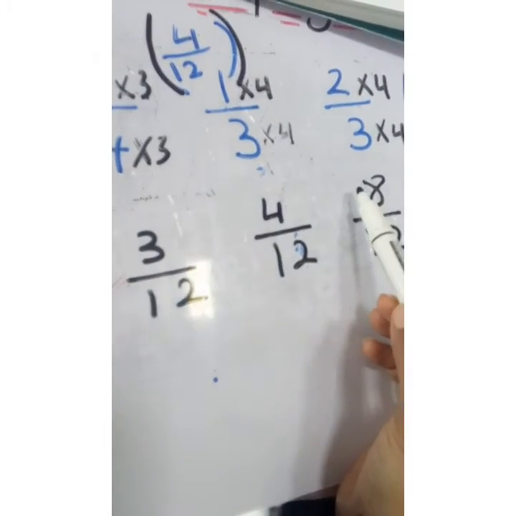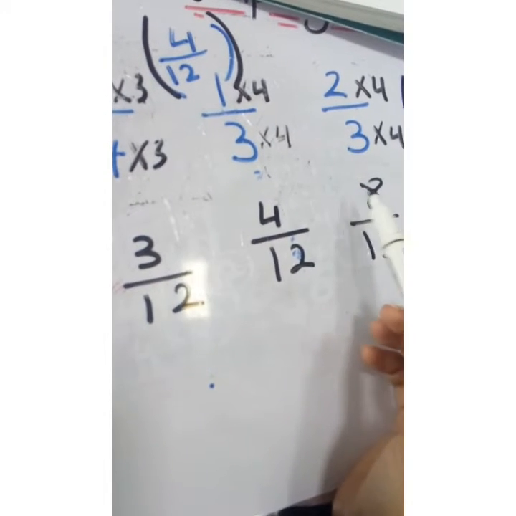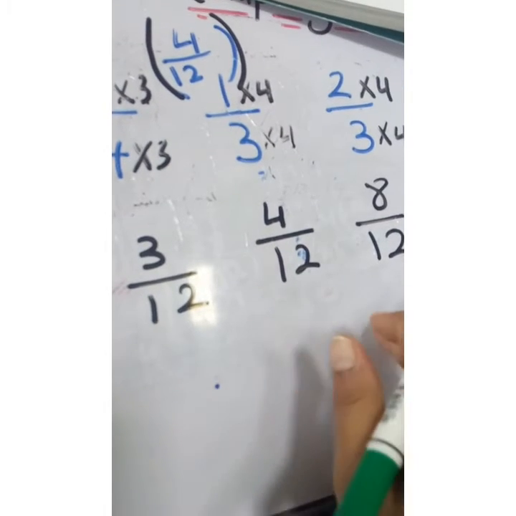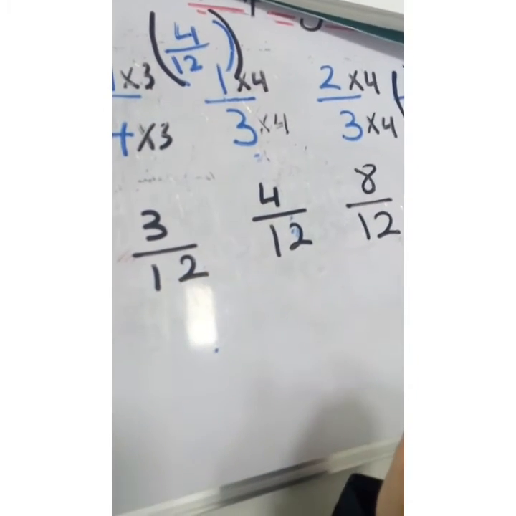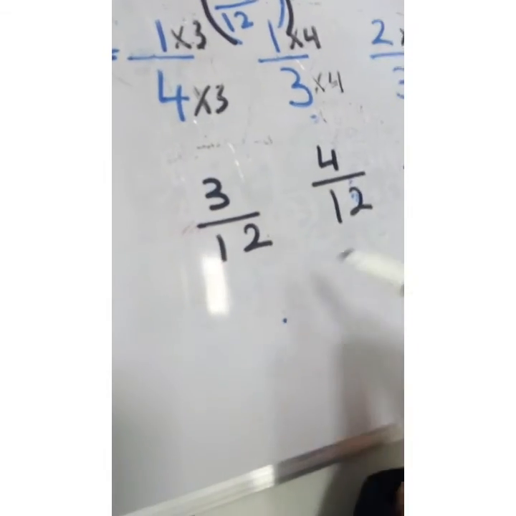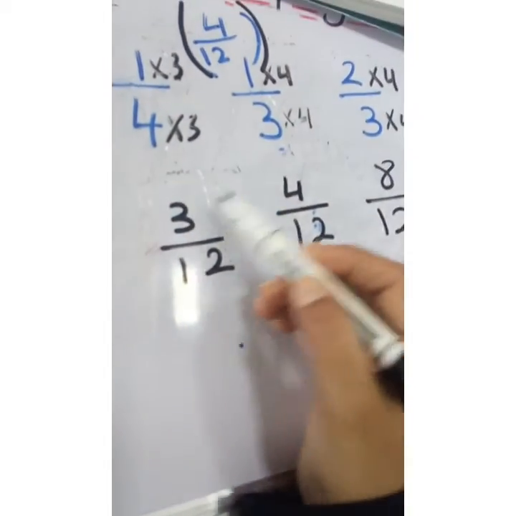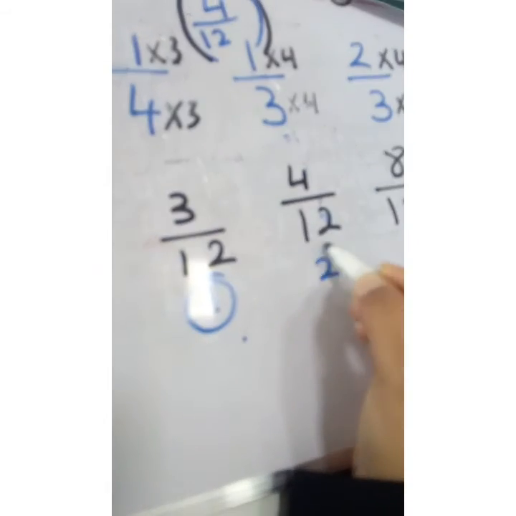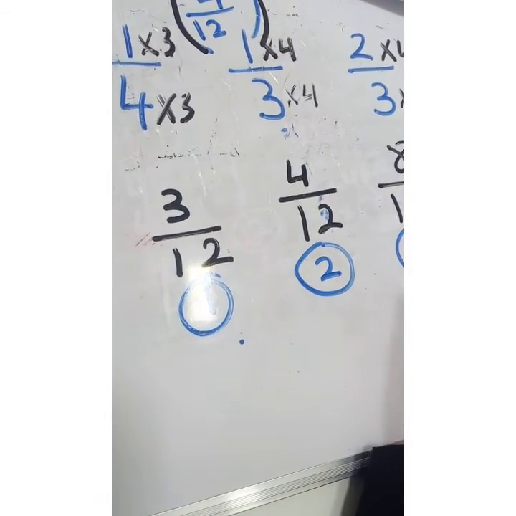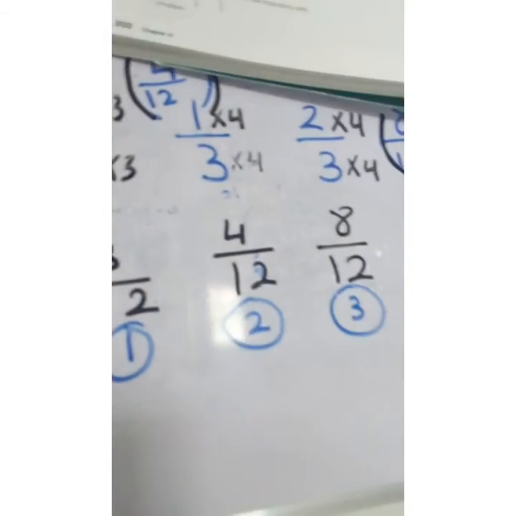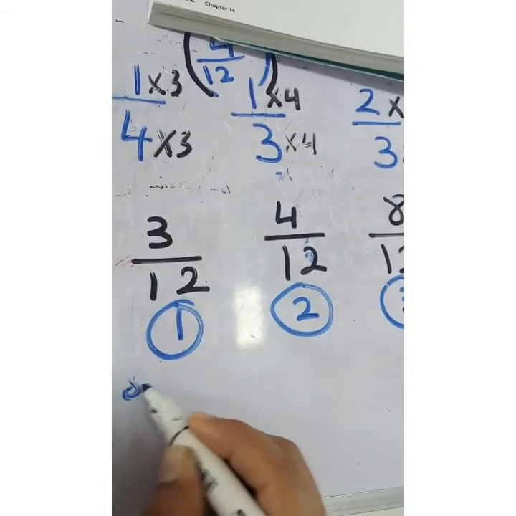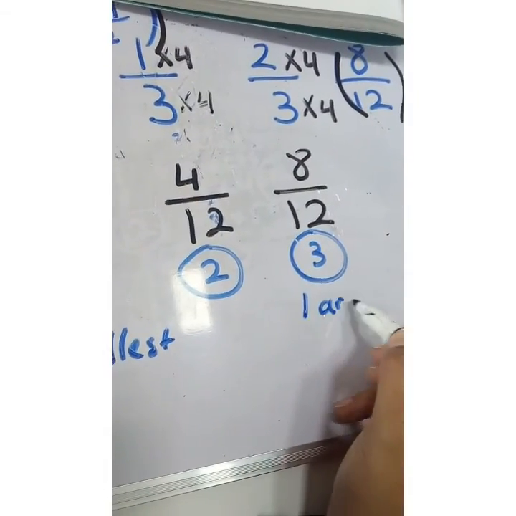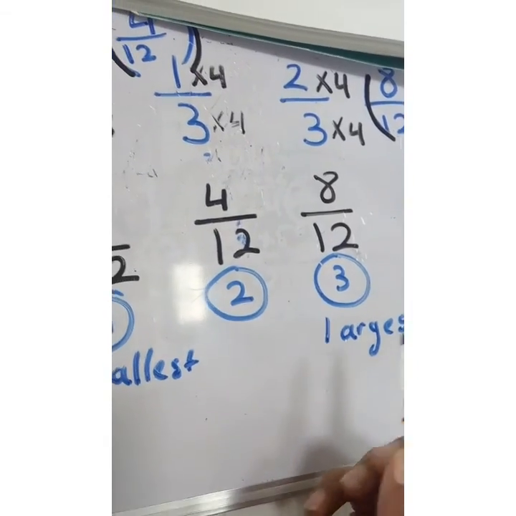So we have 8. If we are going to compare and order them from the smallest to the largest, which one is the smallest? 3, 4 and 8. Of course this one will be the first, then this is the second, and this one will be the third. So this is the smallest and this is the largest when we compare between them.